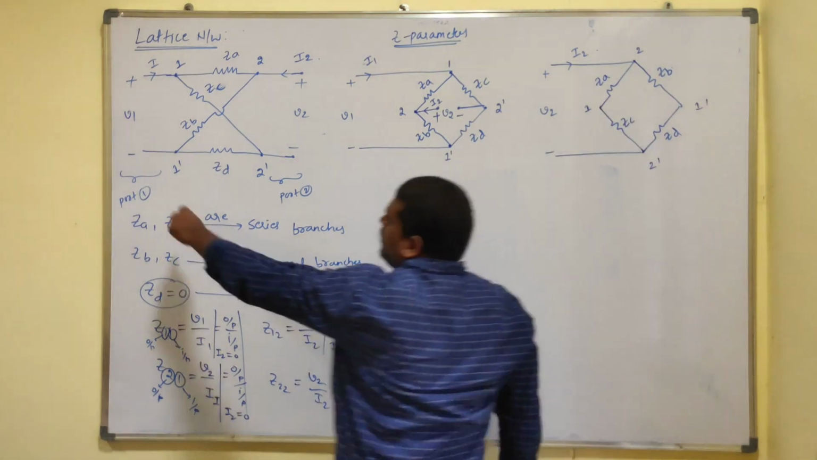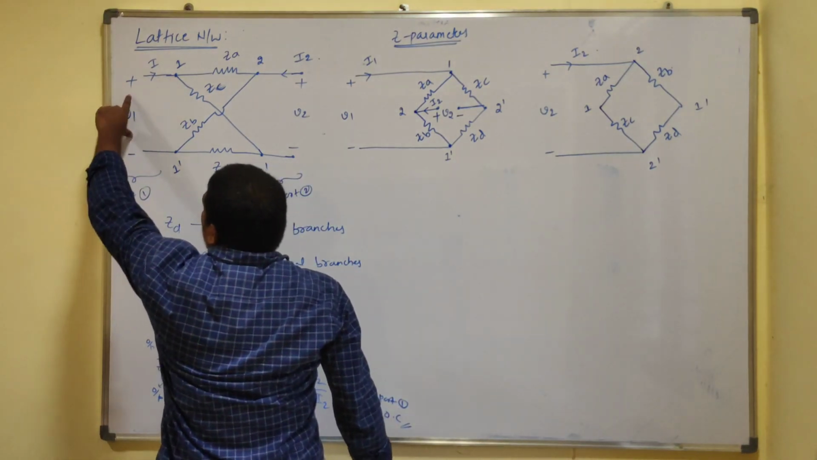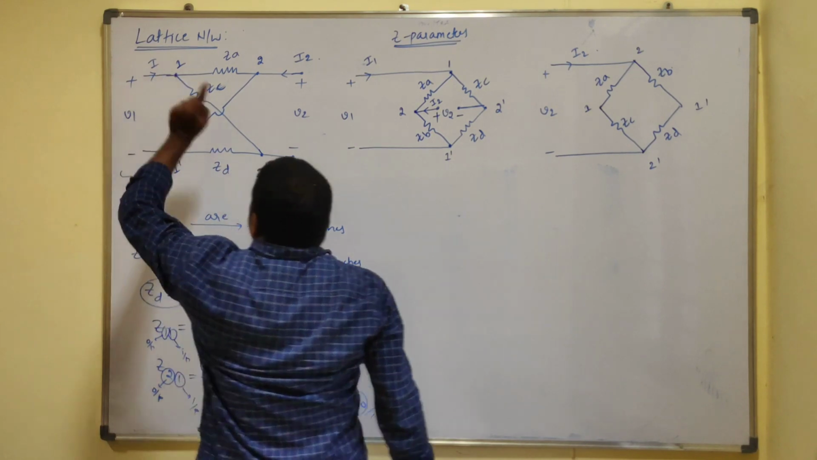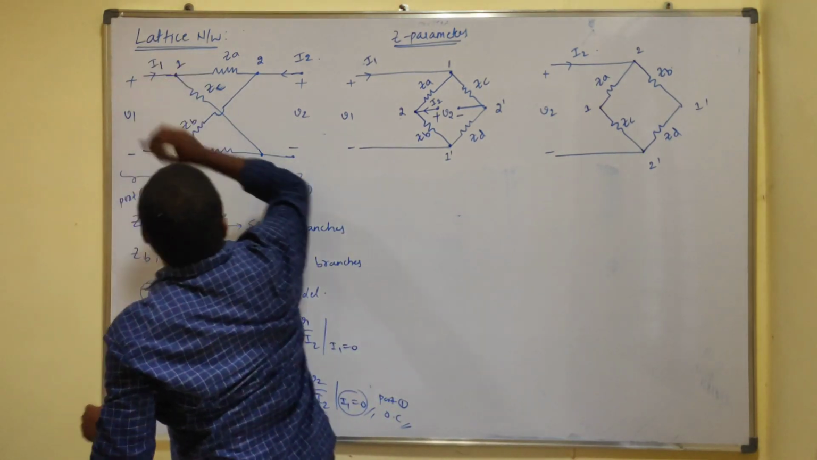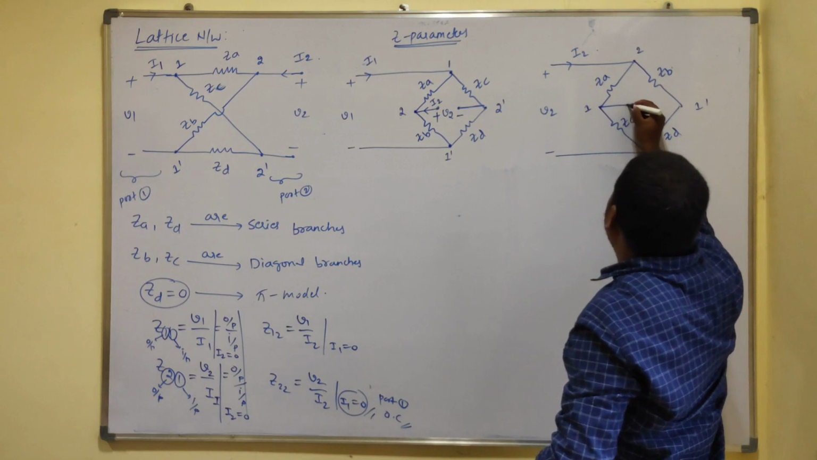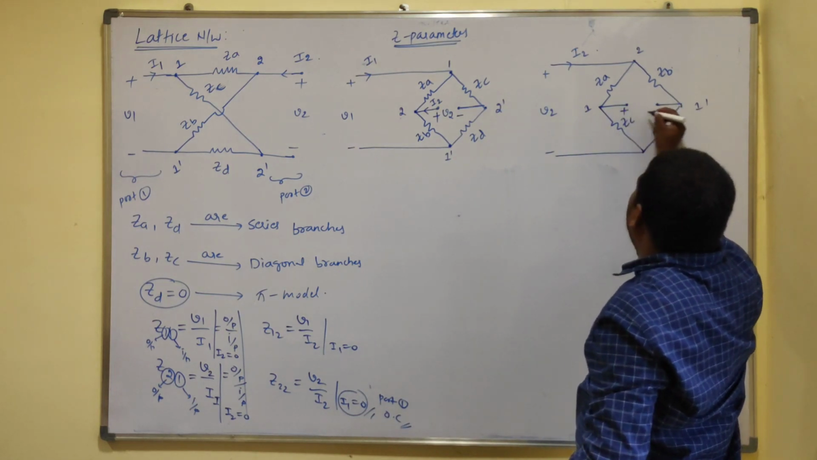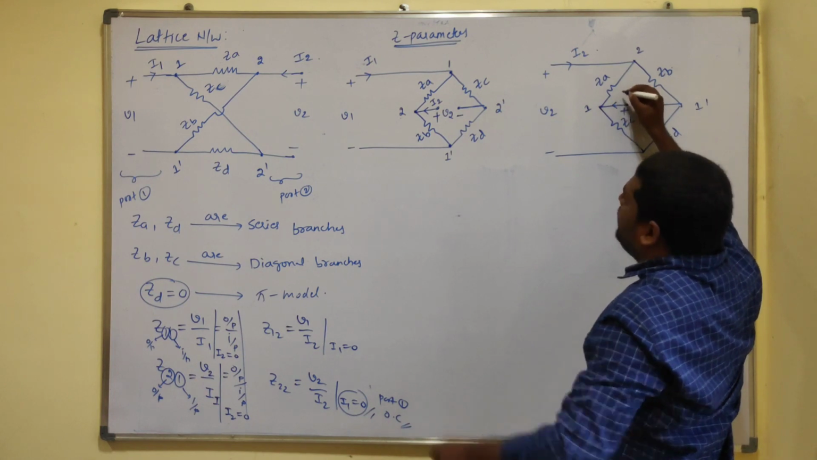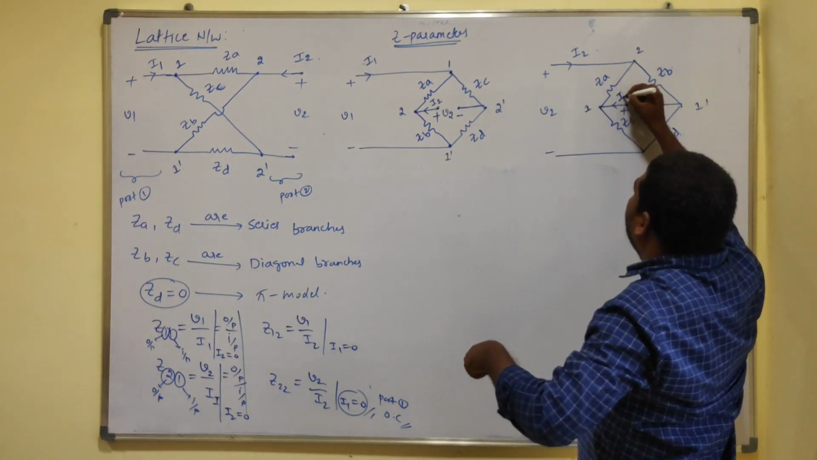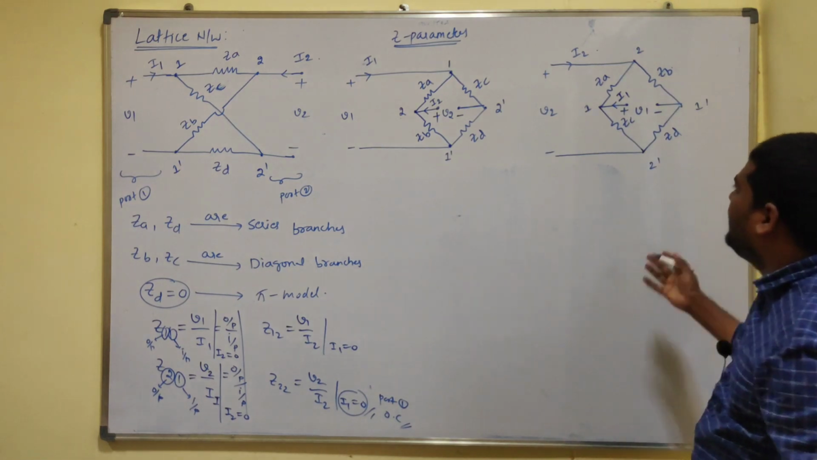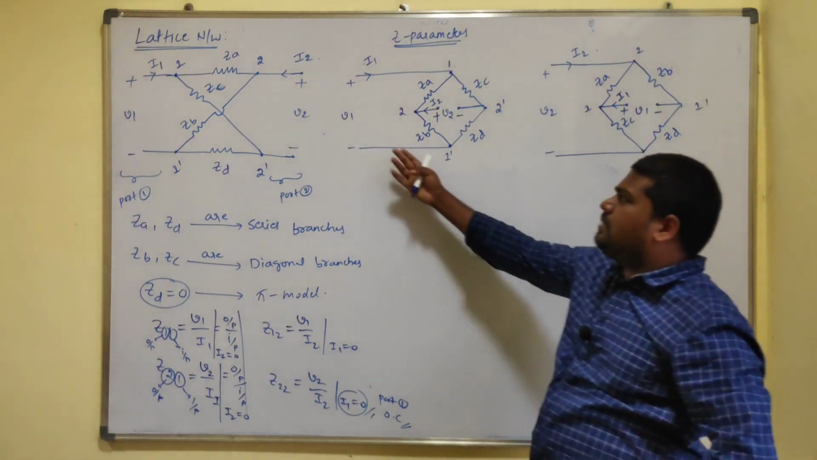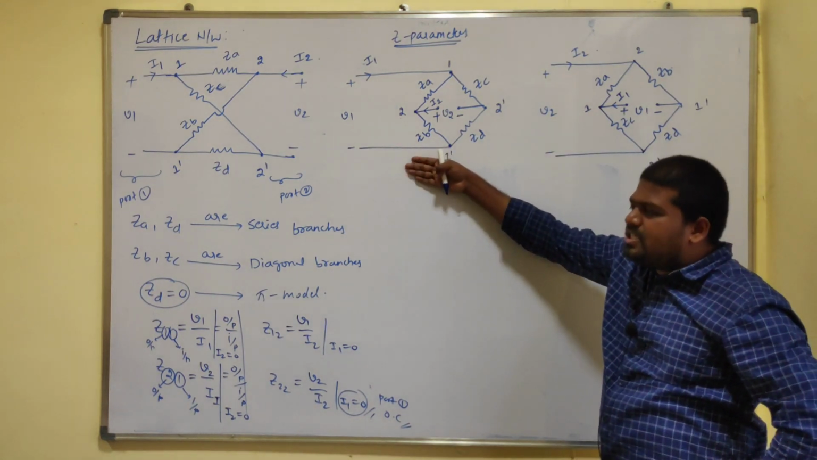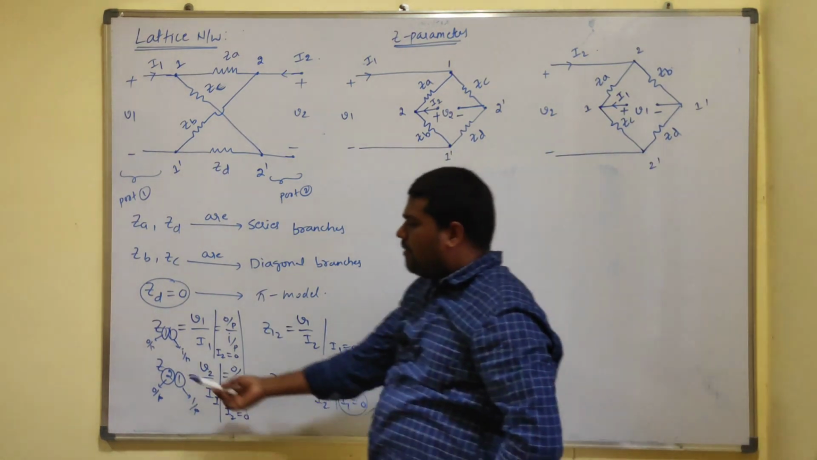For port 1, it is located in between the 1 and 1 dash terminals, and the variables are V1 and I1. Here this is plus and this is minus for V1, and current flows from terminal 1, right? So this is your bridge network. This bridge network is with respect to port 1, and from it we can find out Z11 and Z21.